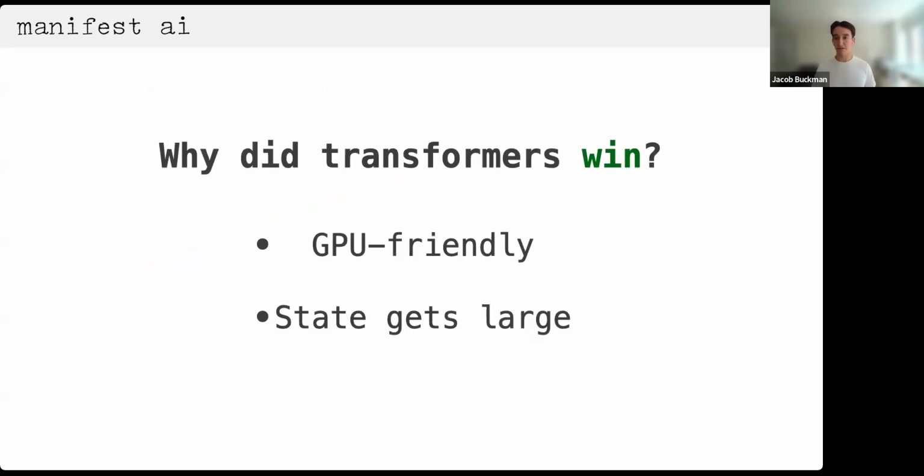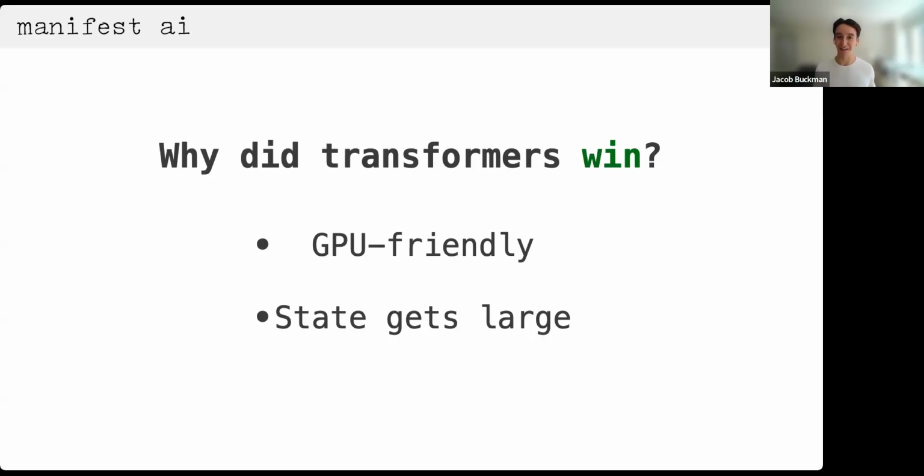Now, this set of properties is just one perspective on it. I think other people have other ideas about why transformers might have won, coming at it from different angles. But I like this because it's very simple, very straightforward, and relies only on basic, fundamental first principles ideas: compute efficiency and state scaling.